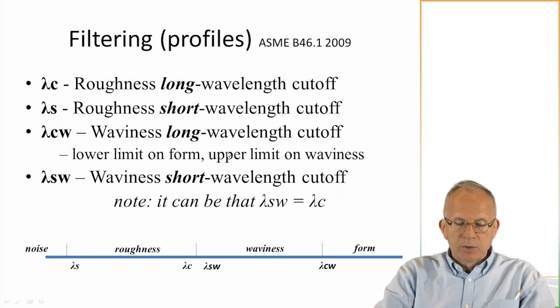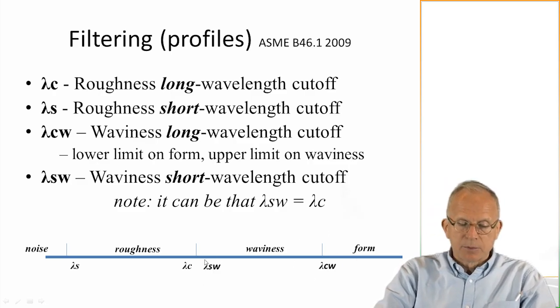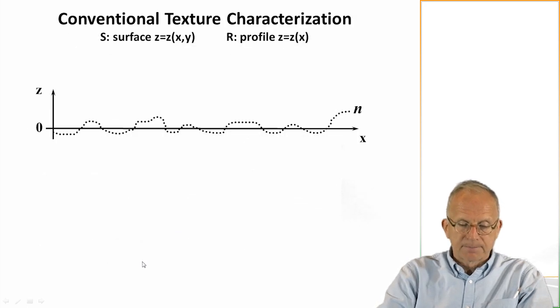Lambda CW is the long wavelength cutoff for waviness, so this tells us where form starts, and lambda SW is the short cutoff for waviness, and this tells us what the lower range of waviness is, and this may be the same as the long wavelength cutoff for roughness. So here's a representation in the spatial frequency domain with the highest spatial frequencies or smallest wavelengths denoting the roughness.